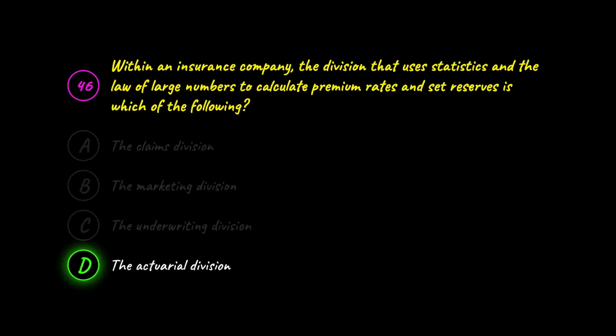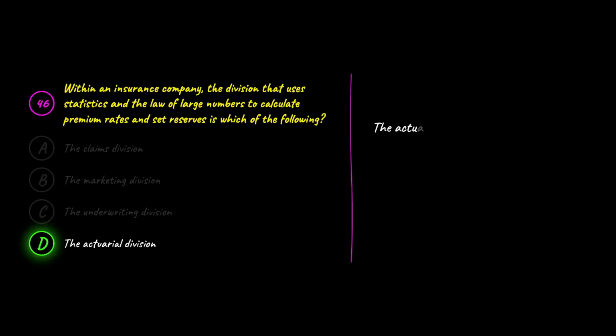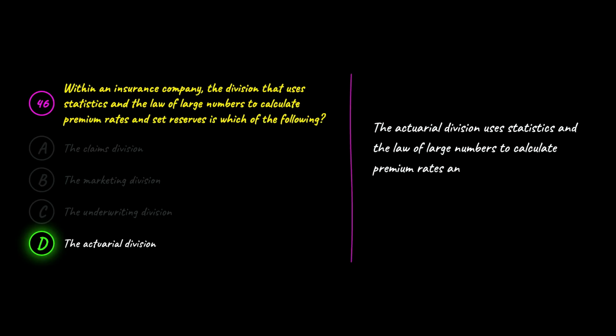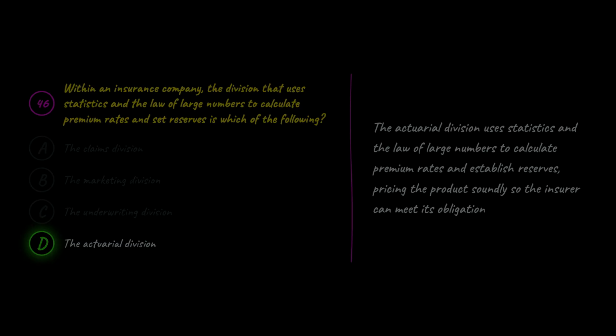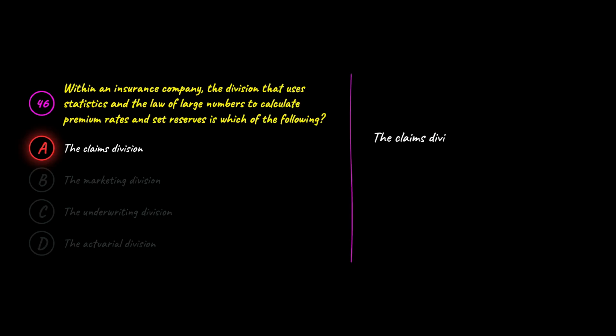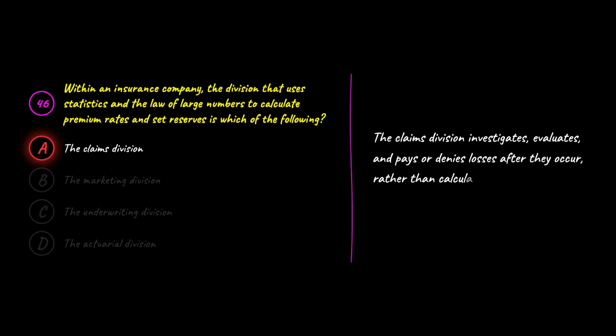The correct answer is D, the actuarial division. D is correct because the actuarial division uses statistics and the law of large numbers to calculate premium rates and establish reserves, pricing the product soundly so the insurer can meet its obligations. A is wrong because the claims division investigates, evaluates, and pays or denies losses after they occur, rather than calculating rates and reserves in advance.